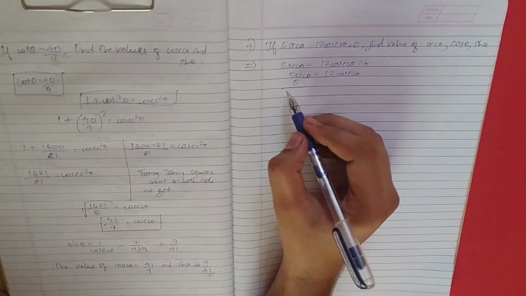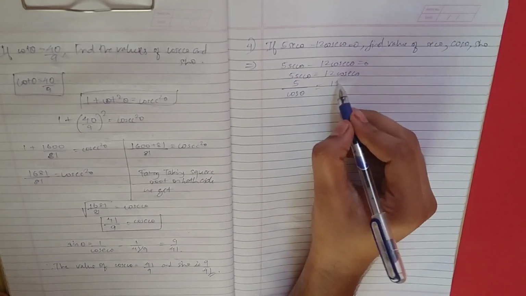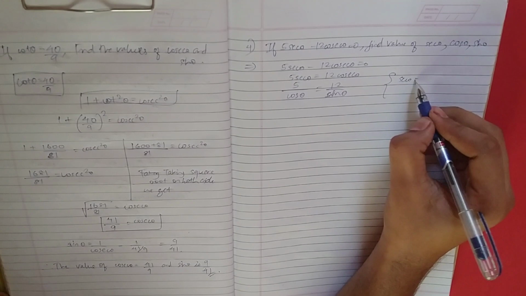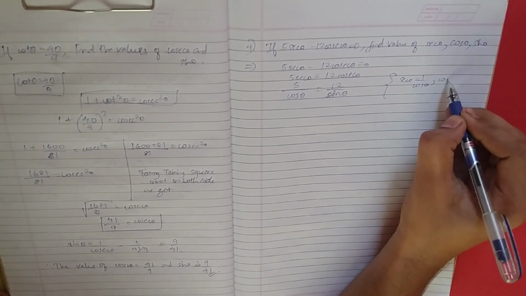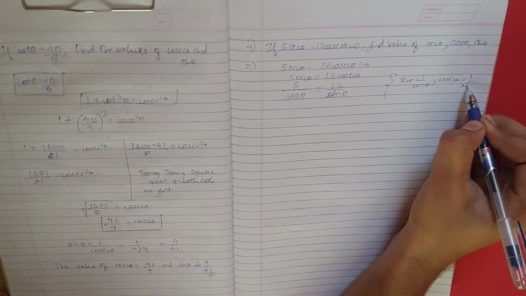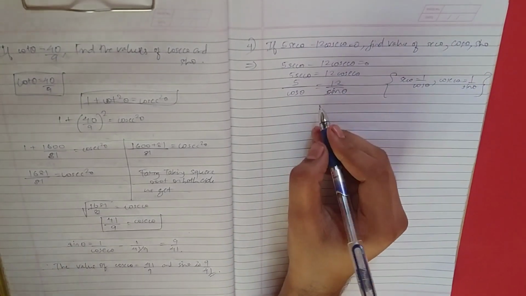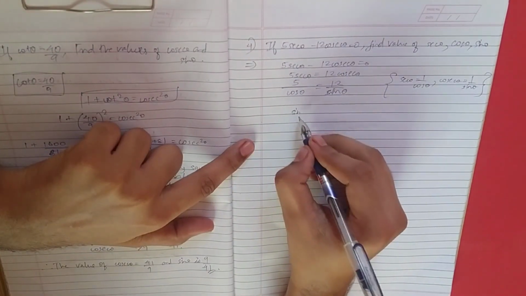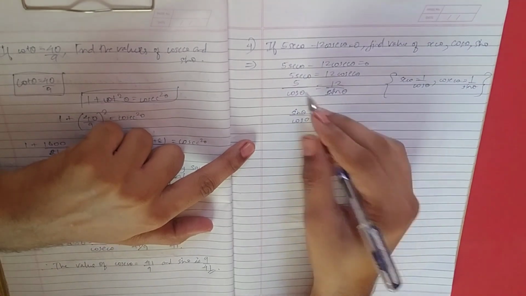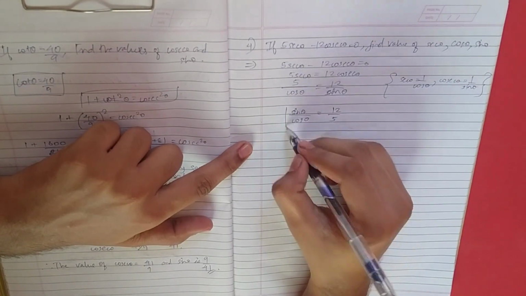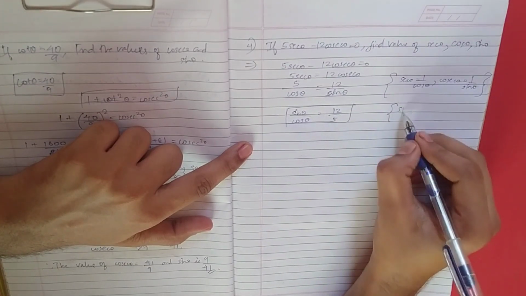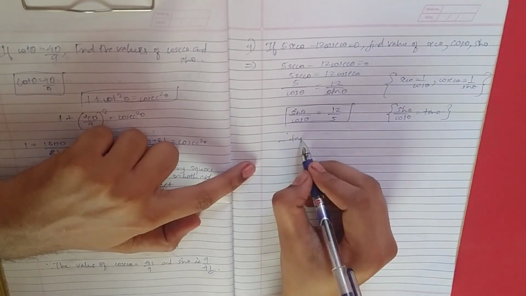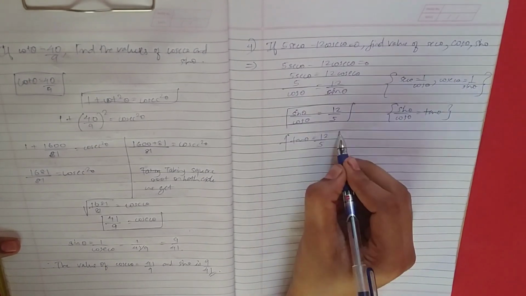Sec can be written as 1 upon cos, and cosec is 1 upon sin. So we just write here sec theta is 1 upon cos theta and cosec theta is 1 upon sin theta. Now taking sin theta on the left hand side, so sin theta upon cos theta, and taking 5 in the denominator, this will be 12 by 5. Sin theta divided by cos theta is tan. So therefore tan theta is 12 by 5.